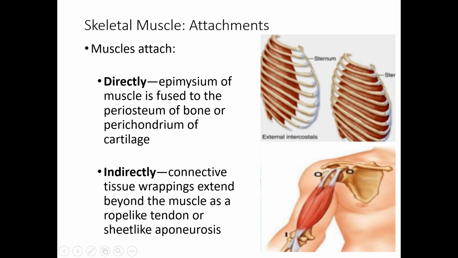How muscles are attached to bones. Sometimes they are attached without any tendon, and that is called directly. The epimysium of the muscle is fused to the periosteum of the bone, like those tiny muscles right here between the ribs. They are called intercostals, external and internal intercostal muscles. The next way to attach muscles is indirectly, it means the muscle is attached to the bone through the tendon. Here is a tendon, several layers of the connective tissue.